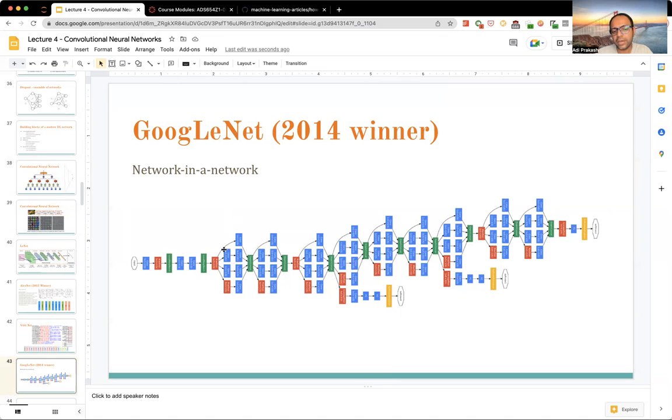So they innovated three things. One, the idea of a network in a network. Second, I think this is when batch norm came, and this network had batch norm. And third, adding multiple loss values, so the loss is being added at multiple points. It turns out this is not always necessary, but of course that's hindsight. At that time, this was the only way to train a very, very deep network.